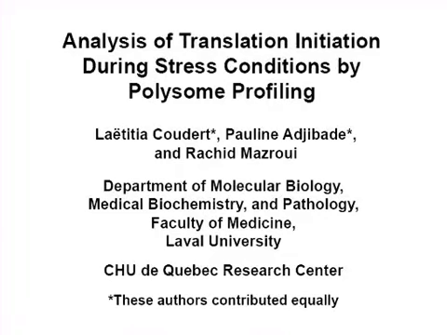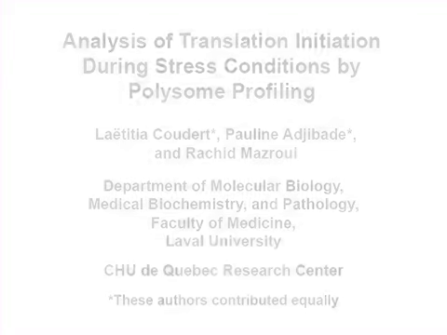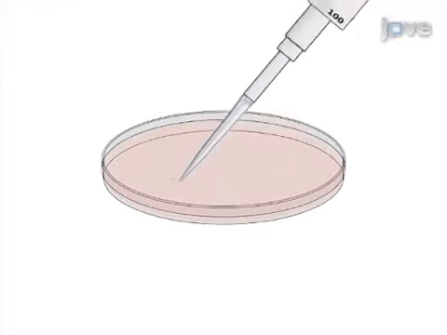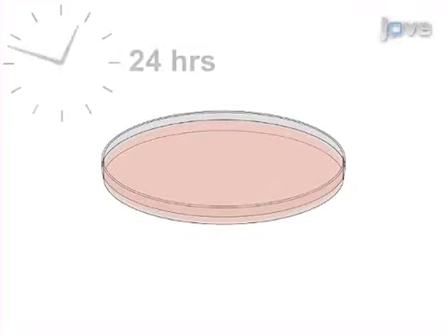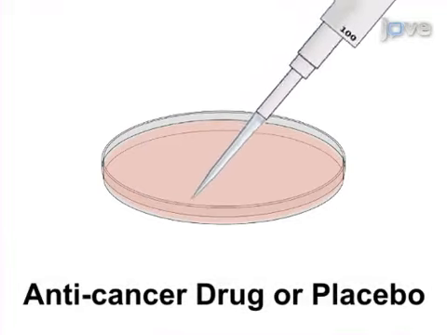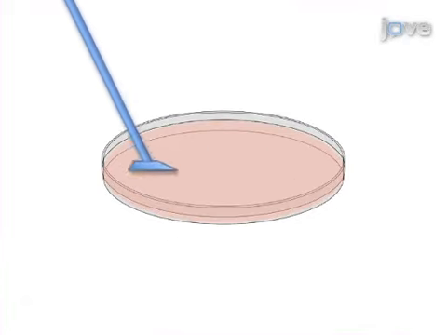The overall goal of this procedure is to measure the effects of stress conditions on translation initiation of mammalian cells and tissues by polysome profiling. This is accomplished by first treating mammalian cancer cells with an anti-cancer drug and then preparing cell extracts.